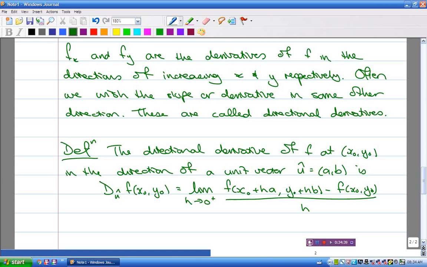Now, your two partial derivatives, your x derivative and your y derivative, those are classic derivatives. They are just h tends to 0. They're not one-sided limits, they're two-sided limits.